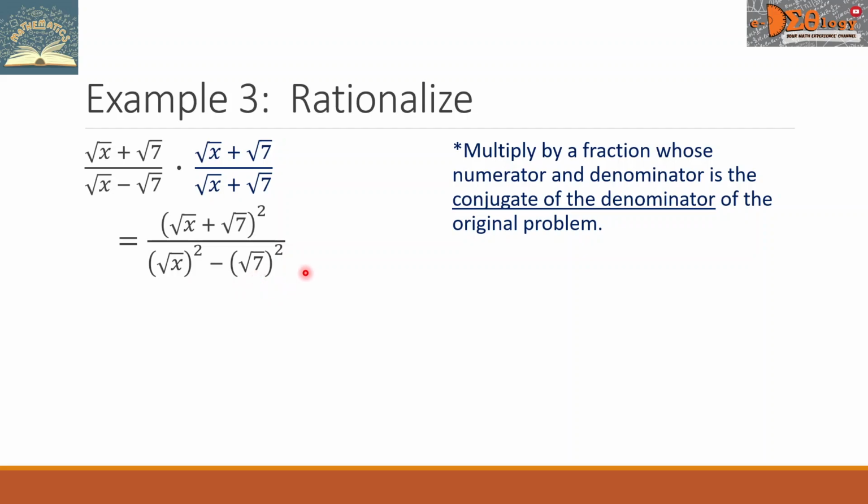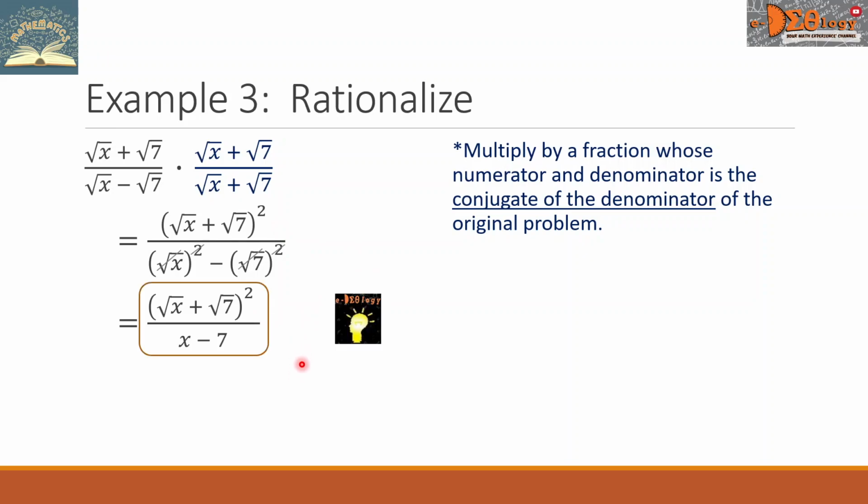Then we simplify the denominator. We cancel the radical and the power 2. Then we simplify further the denominator, and that is x minus 7. And in the numerator, we simply copy the same value. This is now the final answer.